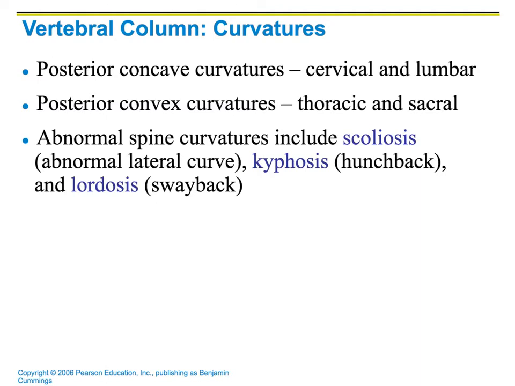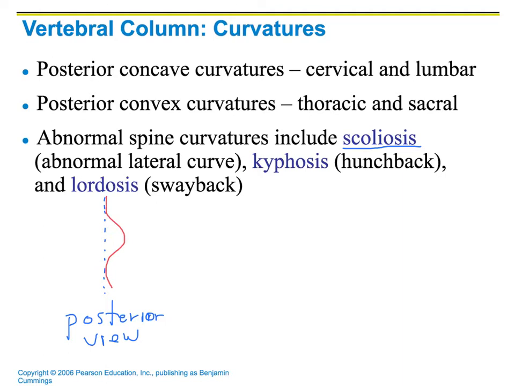Scoliosis is the most common abnormal curvature. This would be viewed from posterior. The normal view from the back should be that the spine appears straight from the rear, but scoliosis exhibits an abnormal lateral curve.